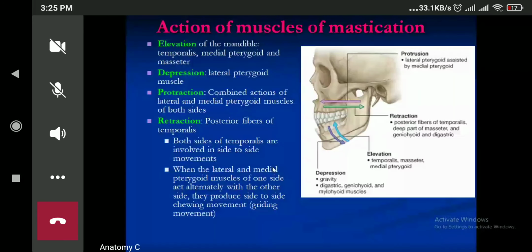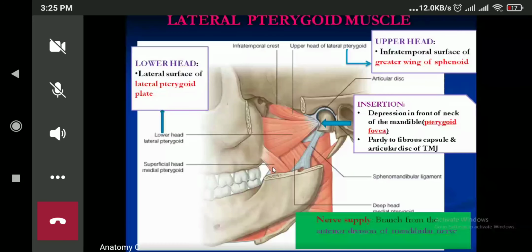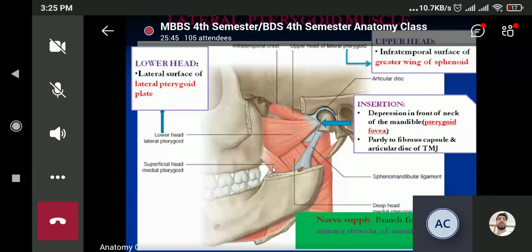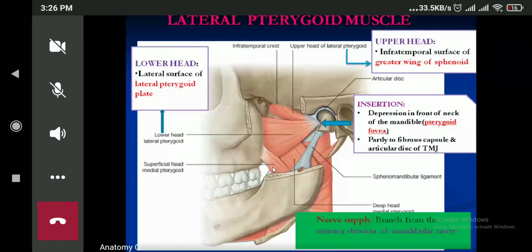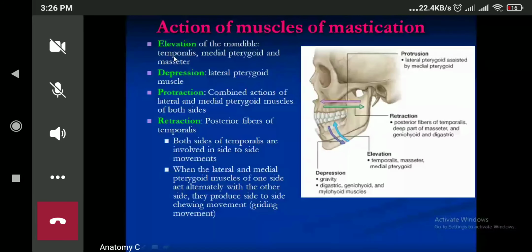The actions which occur in the mandible are elevation, depression, retraction, protraction, and side-to-side movement. Now, among the four muscles, which will cause the depression of the mandible? Lateral pterygoid muscle. For elevation, you have to put all those three: temporalis, medial pterygoid, and masseter. Depression, only the lateral pterygoid.